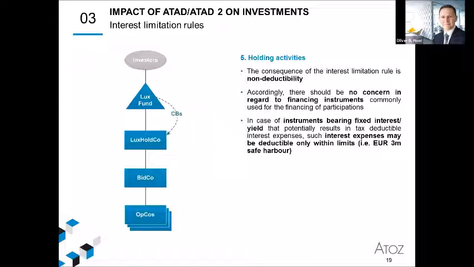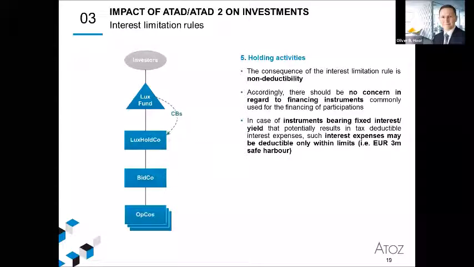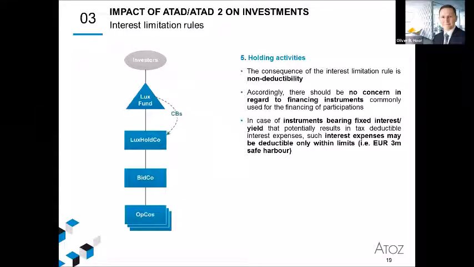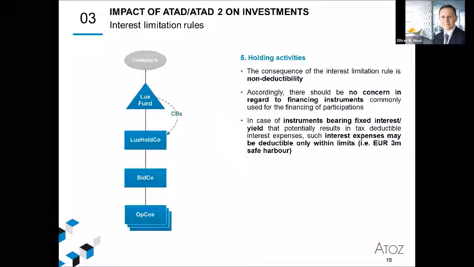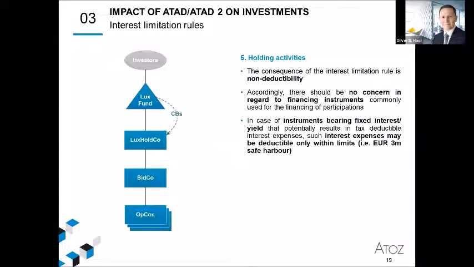However, this limitation in regard to holding activities is not really relevant in practice because in any case, we do not really rely on deductibility of interest expenses in relation to holding activities, because the income is tax exempt. Here it's mainly about the repatriation of cash free of Luxembourg withholding tax. And so the interest limitation rules and later on the hybrid mismatch rules do not have any impact on the withholding tax treatment of a payment.